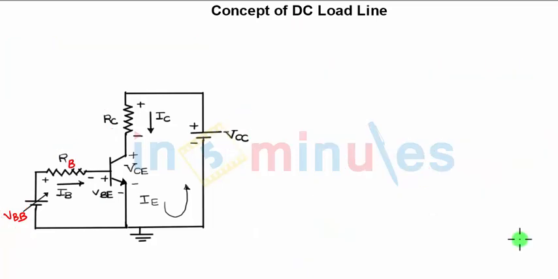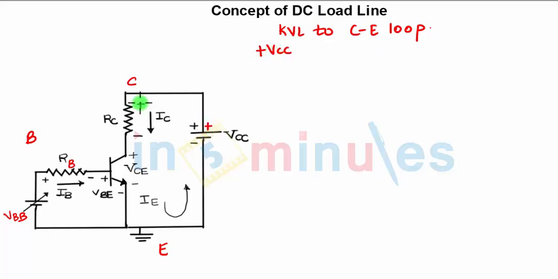Now to start with the analysis, we apply KVL to the collector loop. This is your collector, this is your base and this is your emitter. So applying KVL to the collector emitter loop, what will be the equation? Starting from this point, we are leaving with a positive sign, so plus VCC. Here, positive to negative, we are leaving with a negative sign, so minus IC into RC. Then minus VCE, so VCC minus IC RC minus VCE equals 0, right?